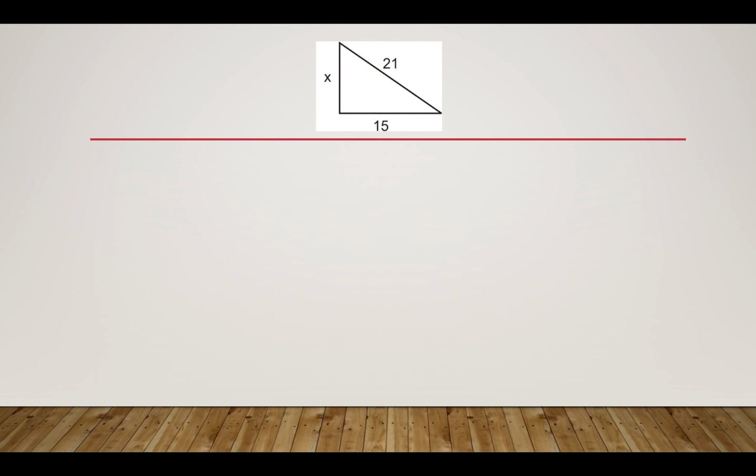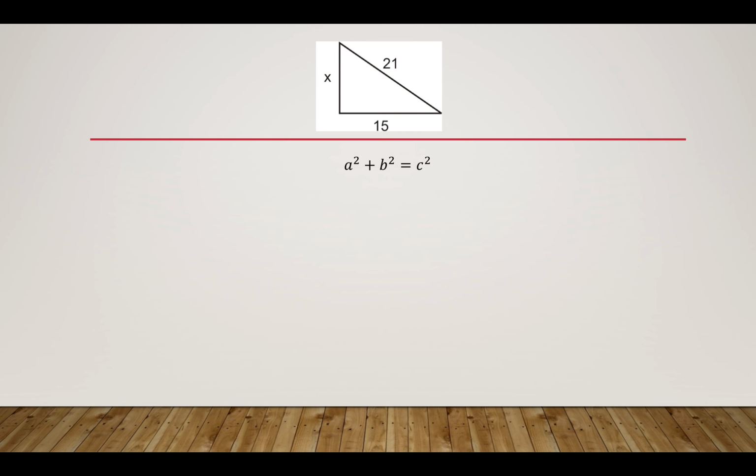So here we have an example of a problem that we might use the Pythagorean theorem on. You can notice that we are missing one side, and that's marked by x. And then we also have another side length of 15, and then a hypotenuse length of 21. So we're going to see how the Pythagorean theorem works.